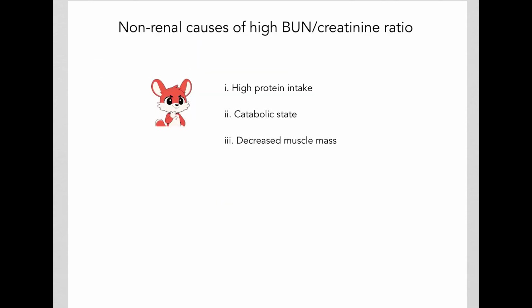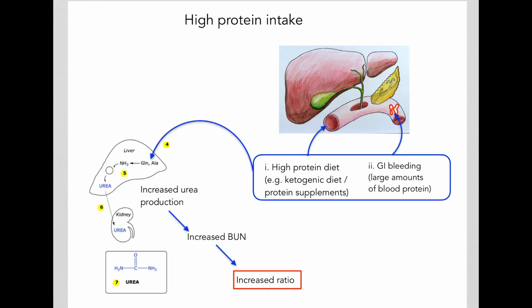Now let's look at a few examples of non-renal causes of high ratio. We'll look at high protein intake, catabolic state, as well as decreased muscle mass, and why do these conditions increase the ratio. In high protein intake, for example, a ketogenic diet or excessive protein supplements, as well as what we talked about in GI bleeding.